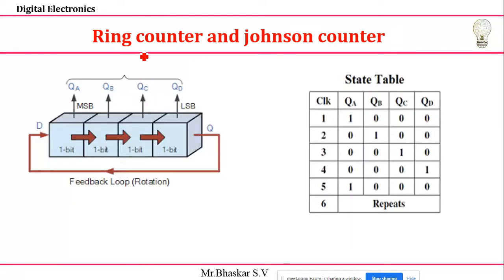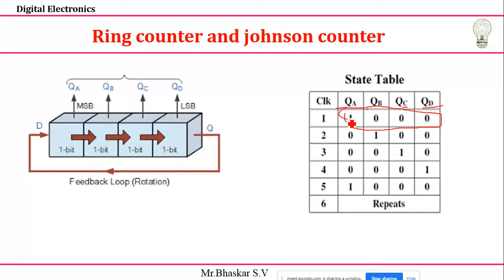Let's see that. Ring counter, you already know. For example, it's 4-bit, so the outputs are taken as QD, QC, QB, QA. First, what I need to do is load some value. Whatever the value may be, for explanation purposes, I'm going to load the value 1000.